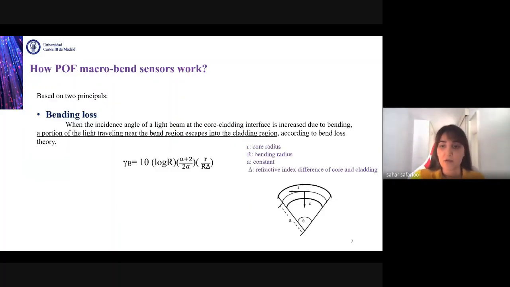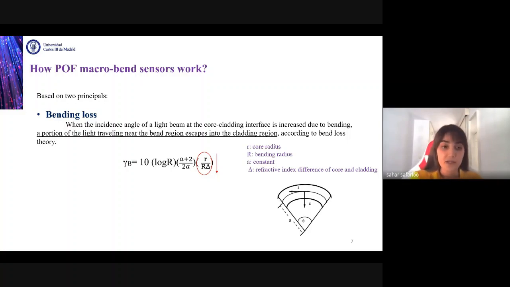Our macrobend sensor works based on 2 principles. The first one is bending loss, in which a portion of light traveling near the bending region escapes into the cladding. The relation between the bending radius and the light intensity attenuation can be expressed by this equation, provided that this factor R over R delta remains small. It means that the bending radius is much larger than the radius of the curve. This formula shows that the bend loss will increase with decreasing bending radius.